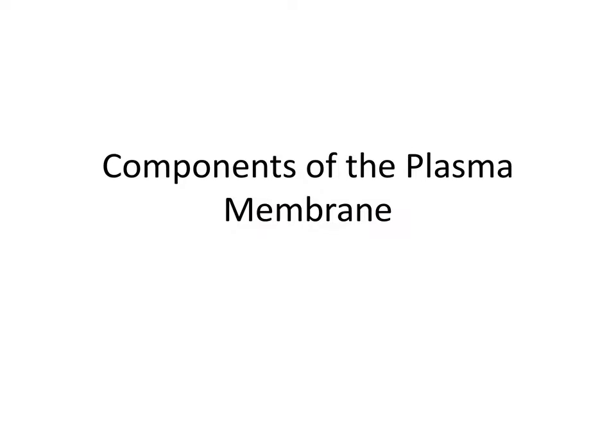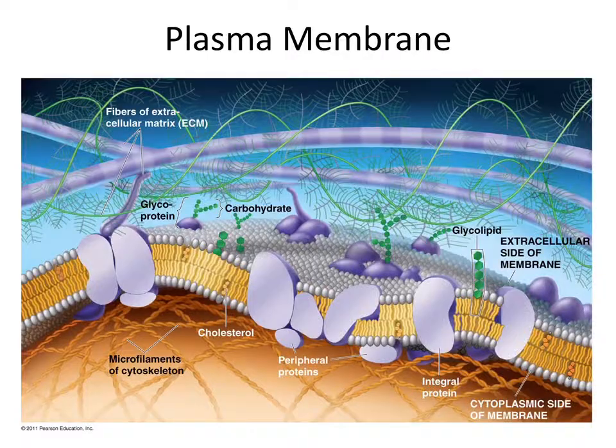All cells, whether they are prokaryotic or eukaryotic, have a semi-permeable plasma membrane that serves to keep cellular material inside the cell and extracellular material outside of the cell. In a separate video, I will discuss how materials cross the plasma membrane. In this video, I will discuss the main components of the plasma membrane.